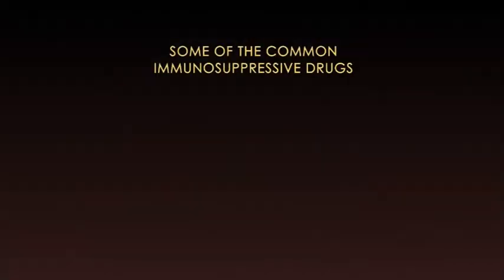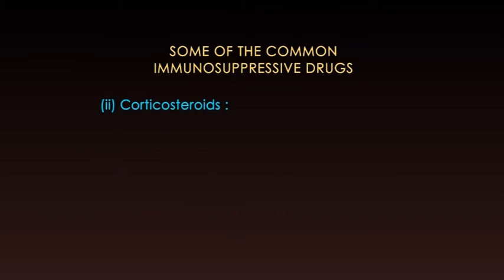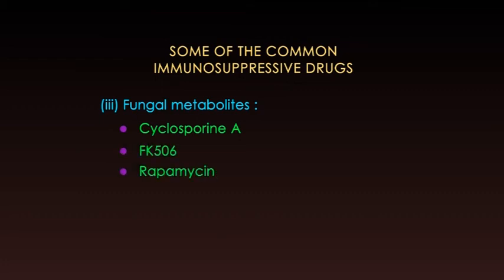Some of the common immunosuppressive drugs are mitotic inhibitors like azathioprine, cyclophosphamide, and methotrexate, which inhibit T cell proliferation; corticosteroids like prednisone and dexamethasone, which suppress inflammation; and fungal metabolites like cyclosporine A, FK506, and rapamycin, which inhibit T cell activation. Prolonged use of these immunosuppressive drugs causes many side effects, including cancer, hypertension, kidney toxicity, metabolic bone diseases, etc.